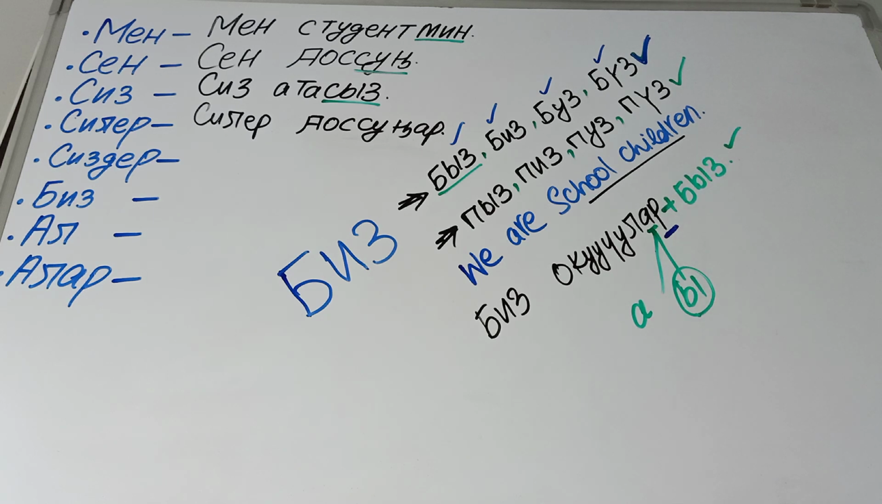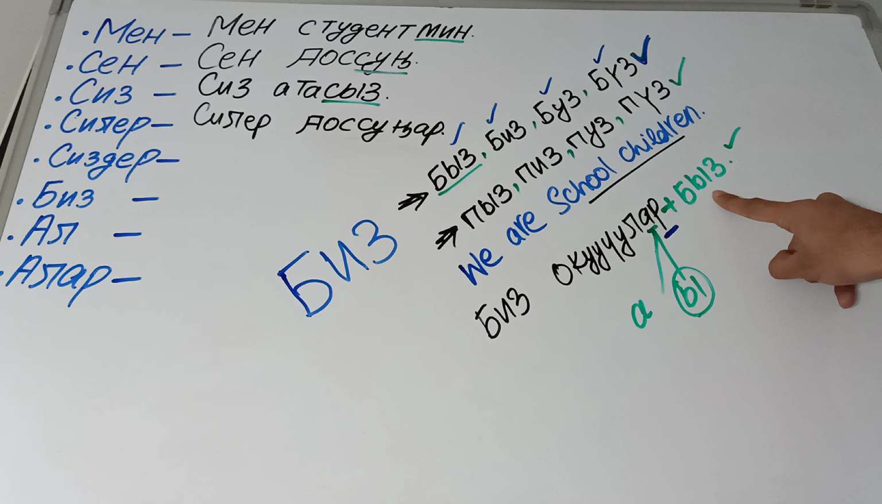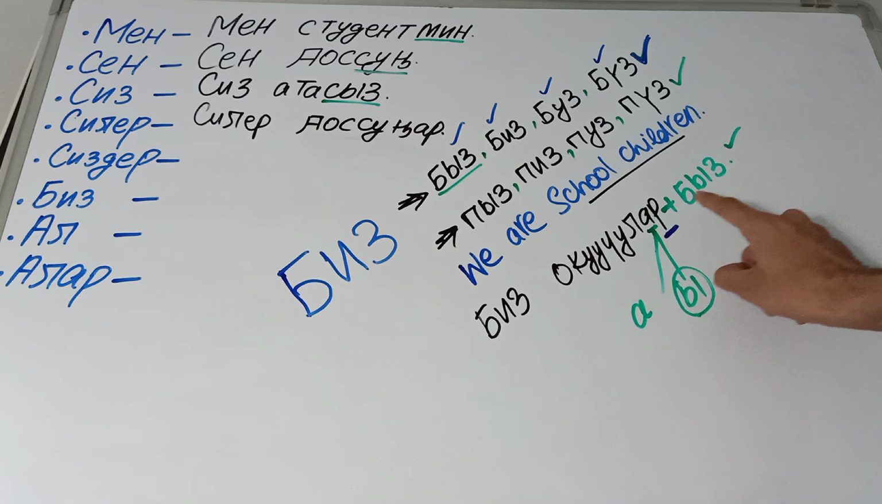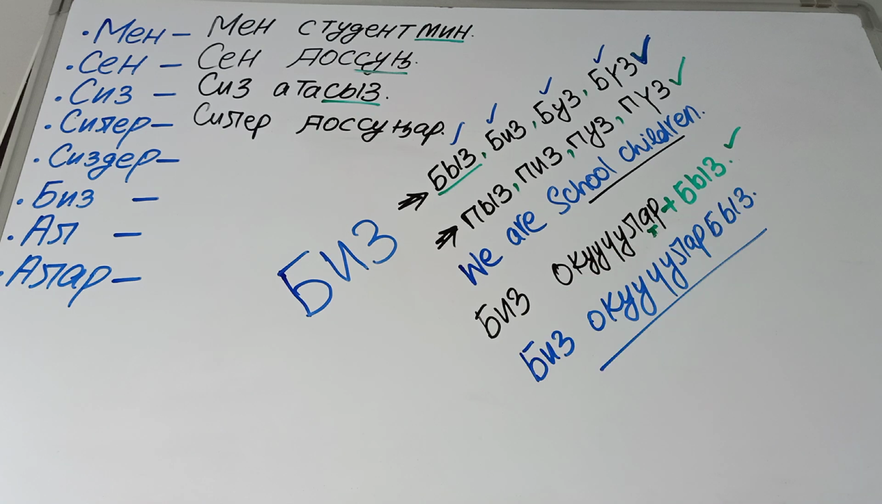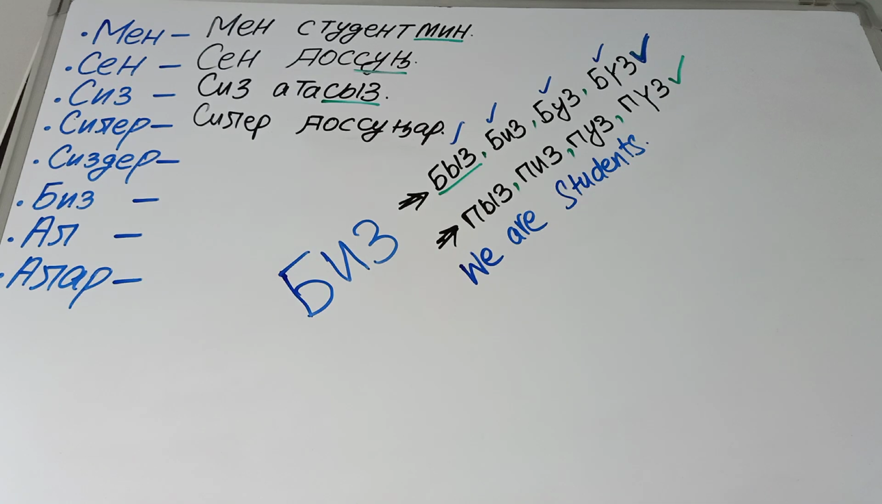Because we have a voiced consonant at the last of this noun, we will choose this sequence. And which personal ending we will use here, we get help from the vowel harmony. So this sentence we will write like: biz okuchular biz.